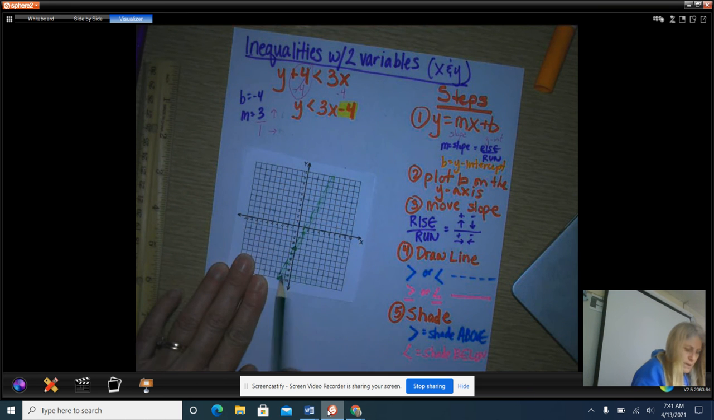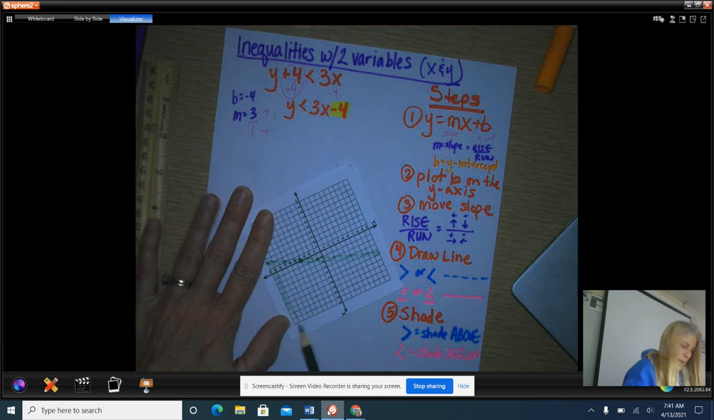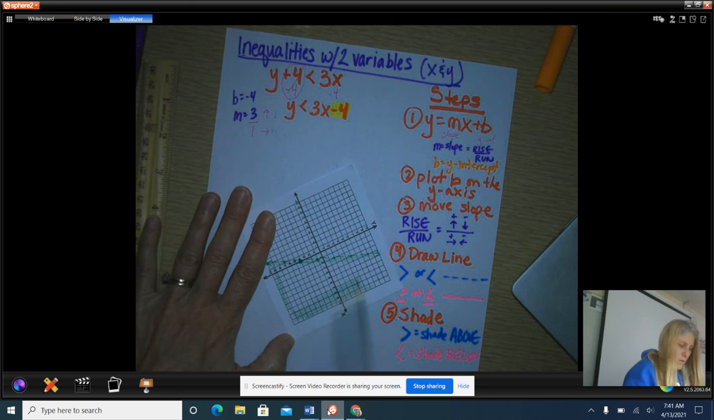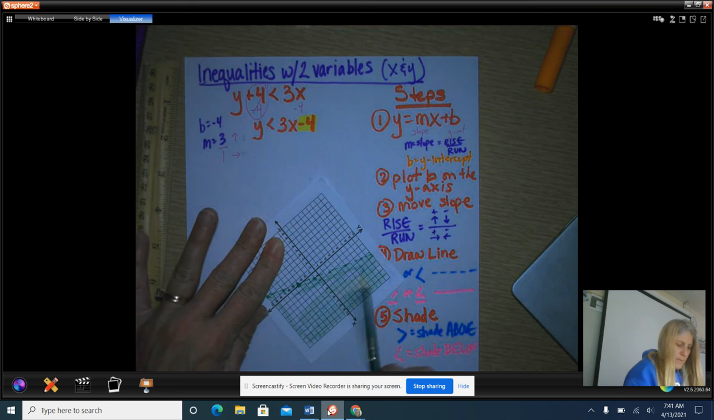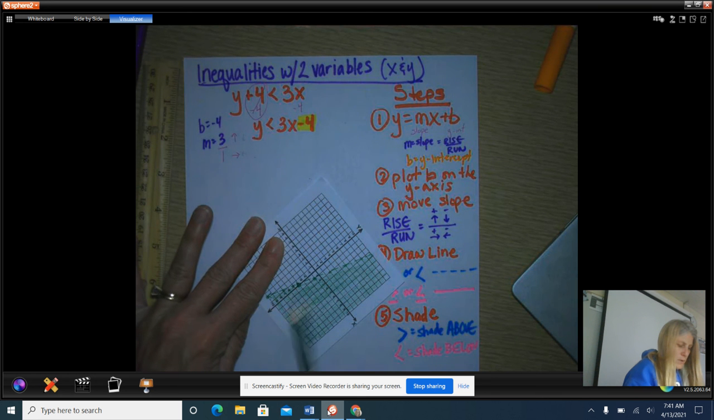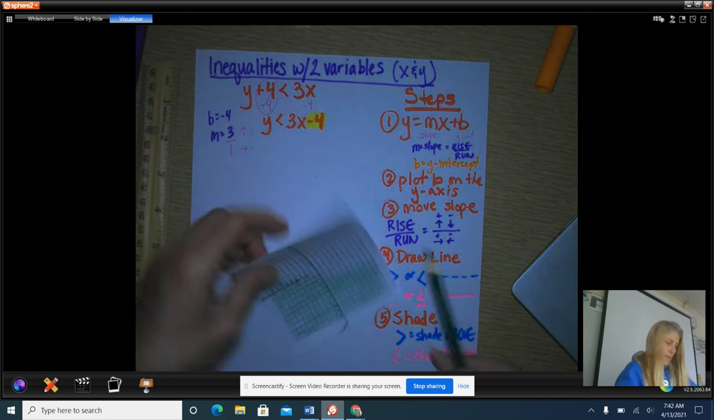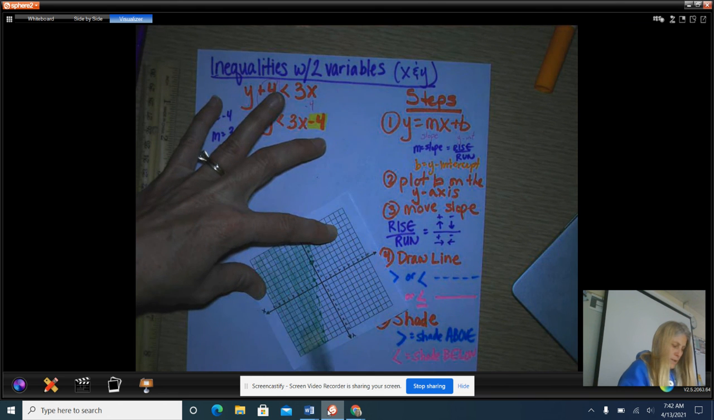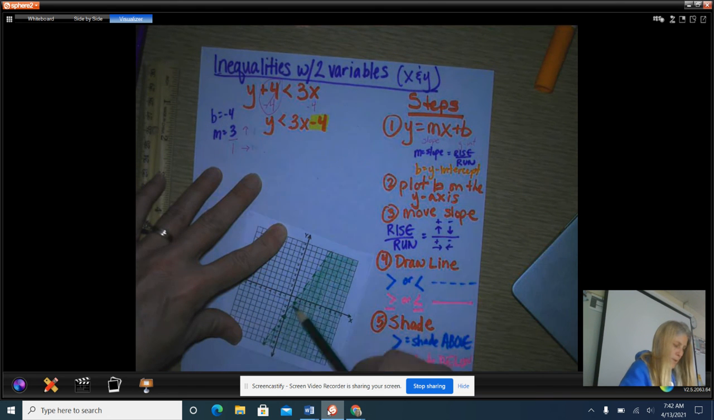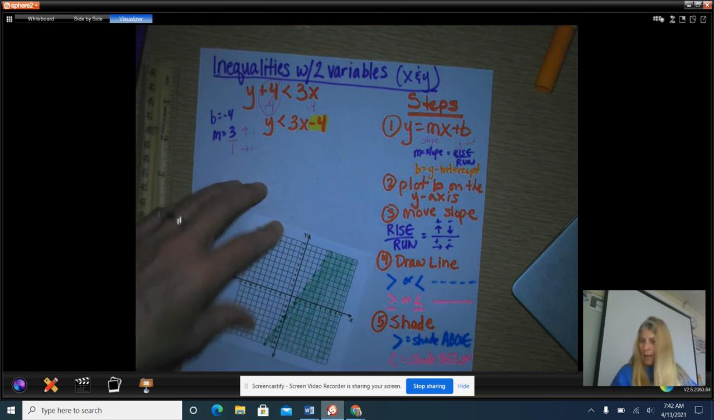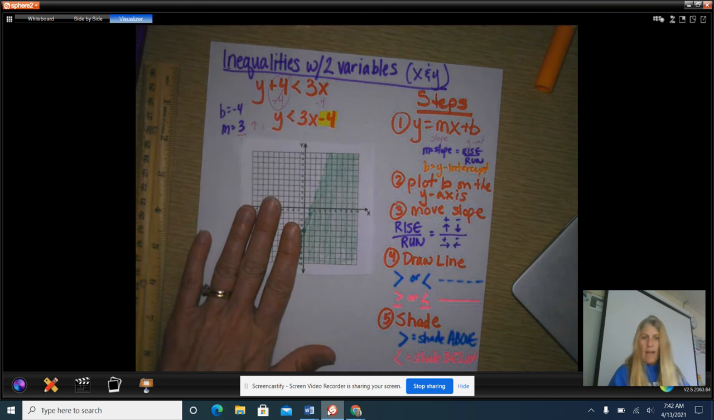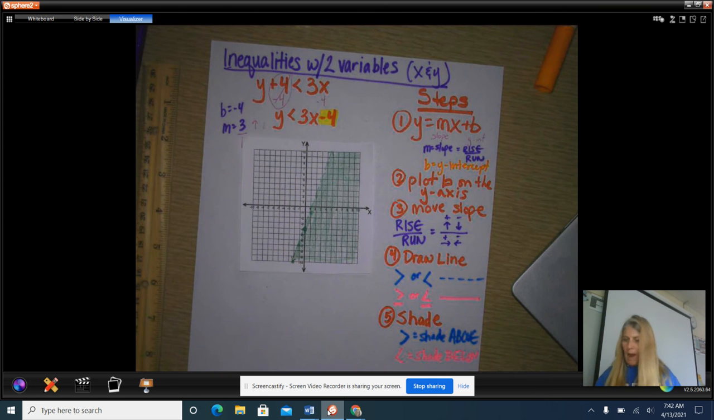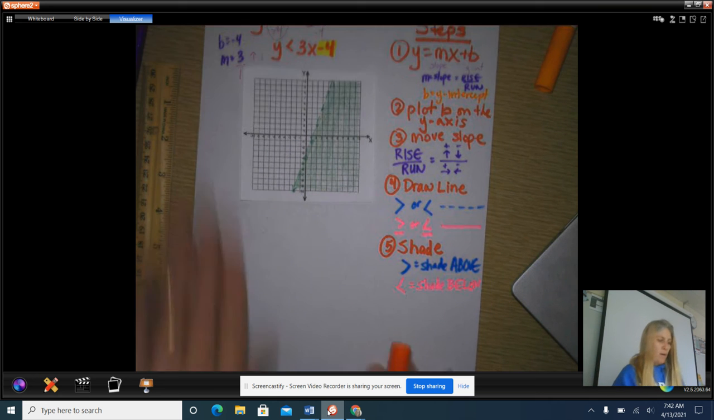Now I shade really lightly because later on in the chapter, we're going to do systems of inequalities on the coordinate grid. And we're going to actually have some parts that have multiple colors overlapping, which is why it's important that we use our pencil instead of a marker or a pen, because we are going to be doing this with multiple lines and parabolas and different items all on the same grid. Okay, so that is our answer to the problem. That is our graph.